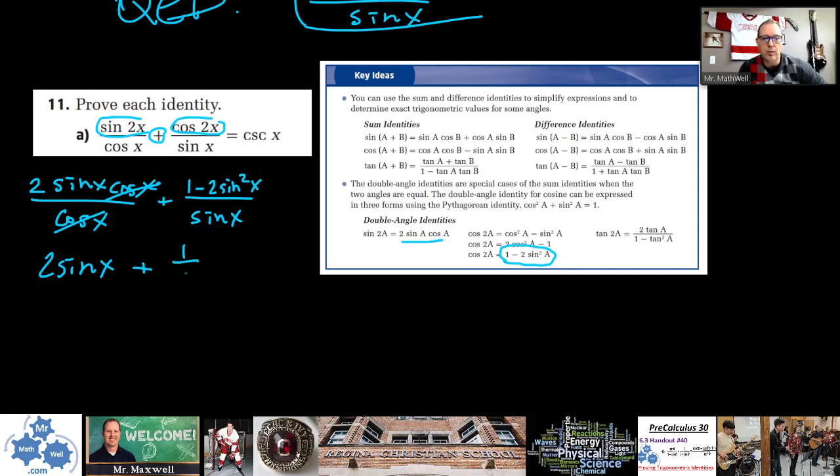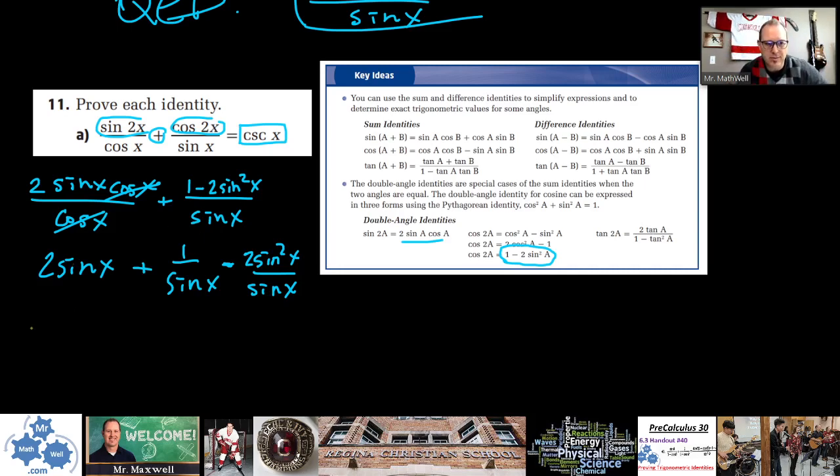So I've got 1 over sine x. Why do I like that? I like that because of this, 1 over sine x. Look at that. Minus 2 sine squared x over sine x. And the other reason why I like this is because I've got a sine squared over sine. That's awesome too. And now I see exactly where I need to go. Now it makes sense to me.